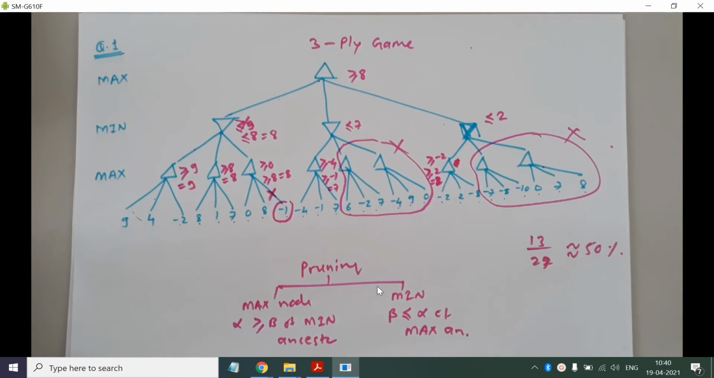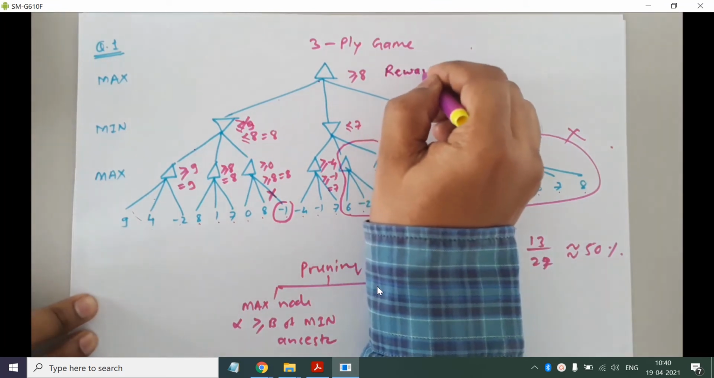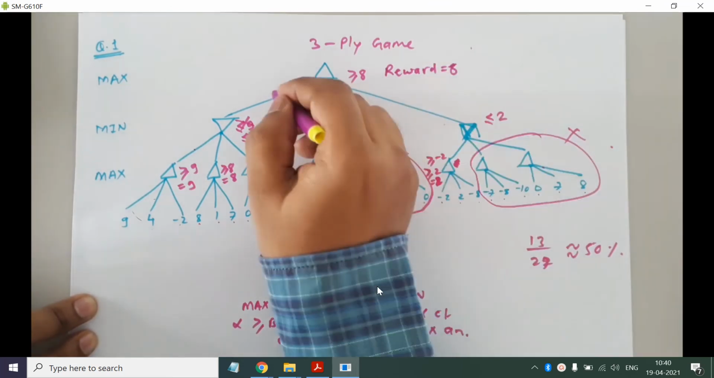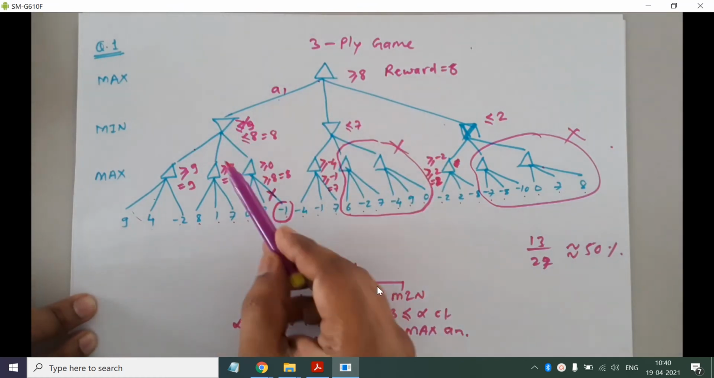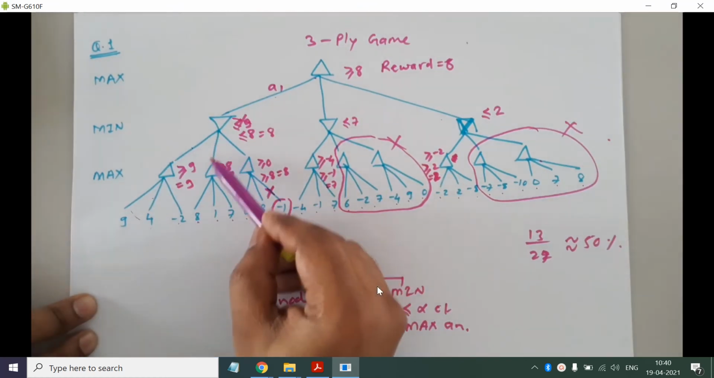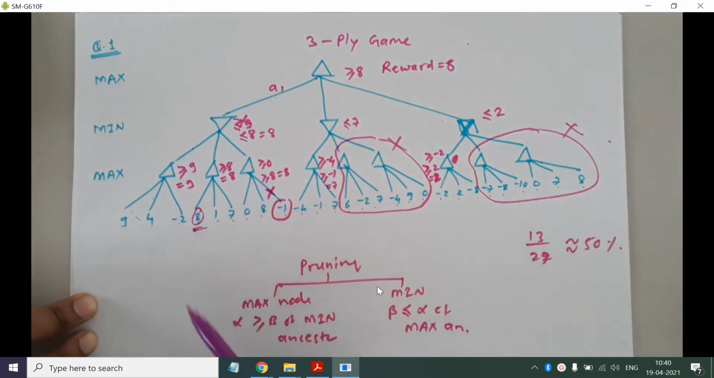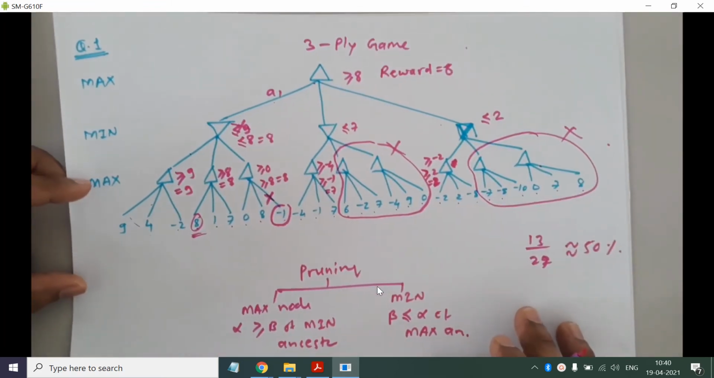Please find out the mistake that you have made in your solution and cross check your answer. The best reward possible to our max player is 8, and it is possible when he takes the A1 action. In response to that, min will come up with this action and max will get 8 reward. So this is regarding the homework problem.